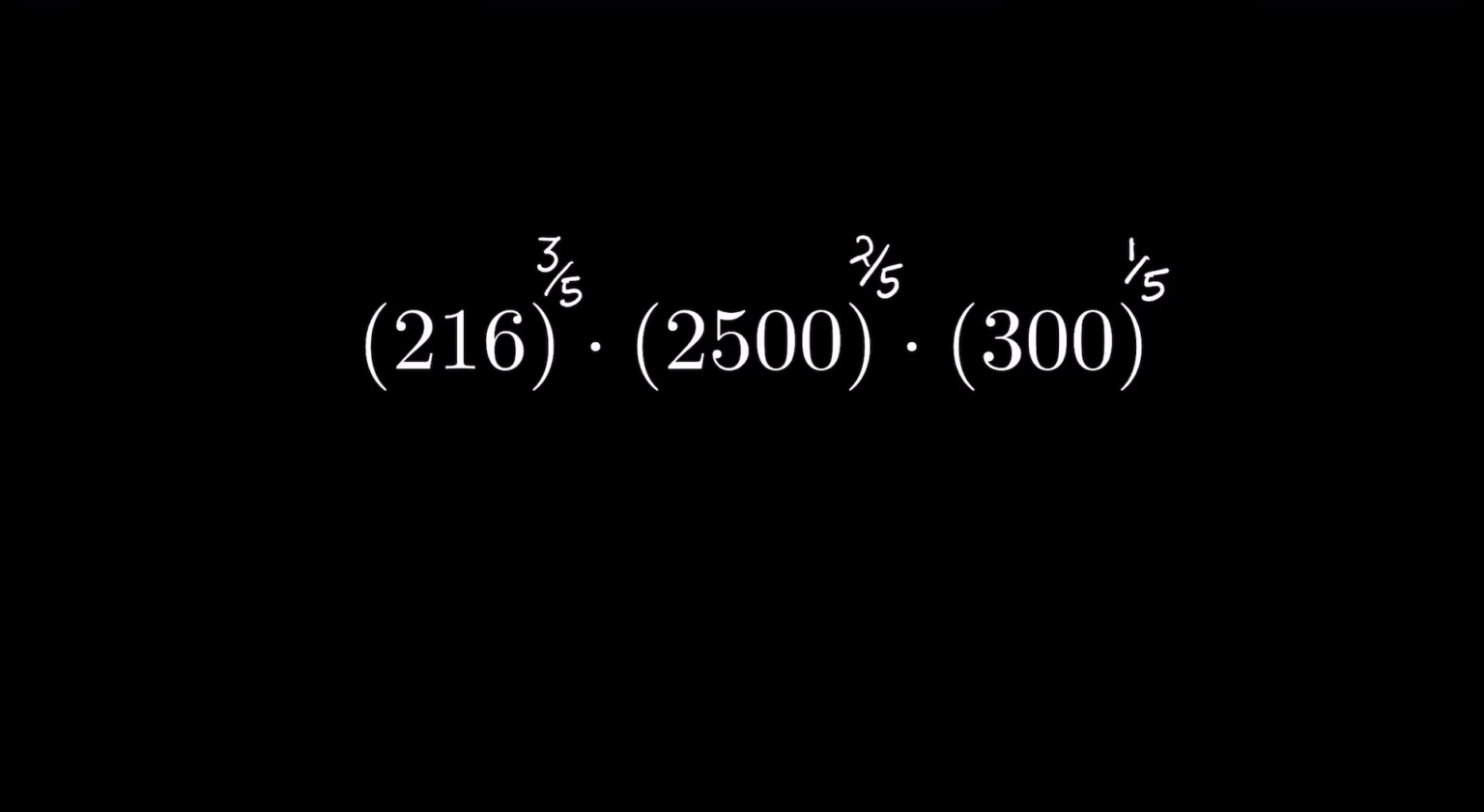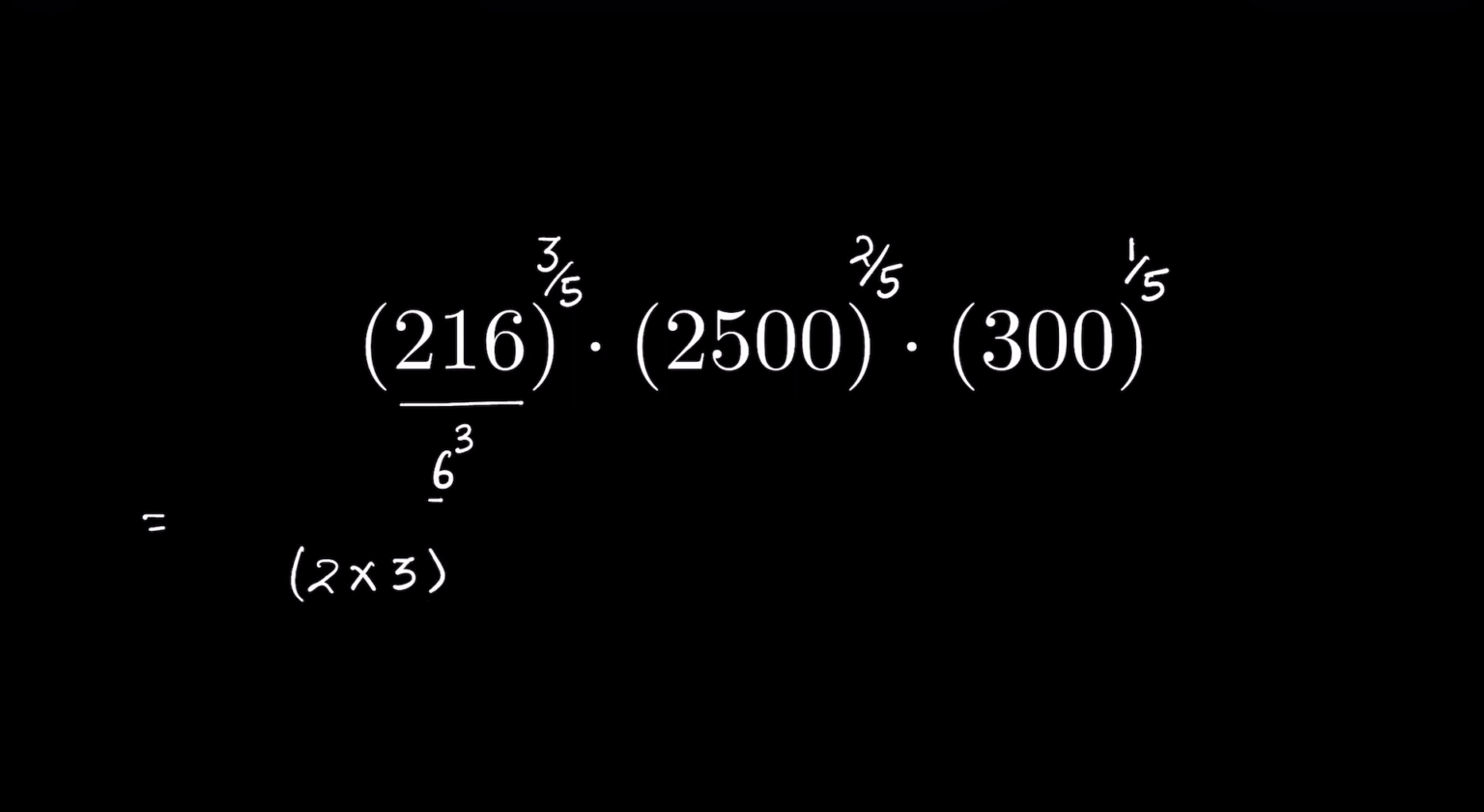216 raised to the power 3 upon 5, 2500 raised to the power 2 upon 5 times 300 raised to the power 1 upon 5. Let's solve it without using a calculator. So we can simplify 216 as 6 raised to the power 3, or we can write 6 as 2 times 3.